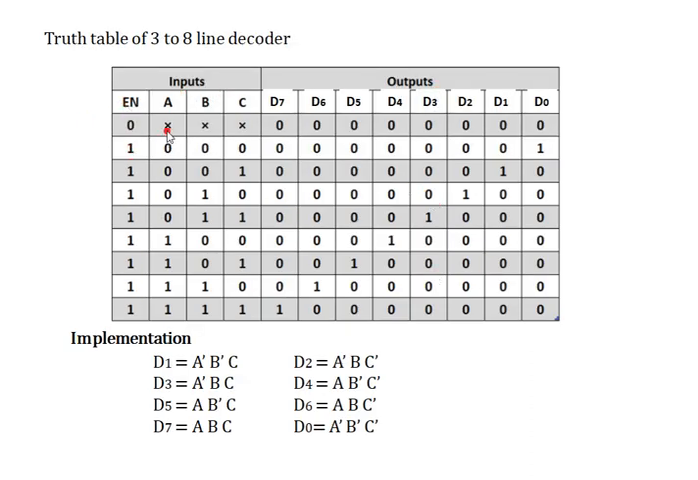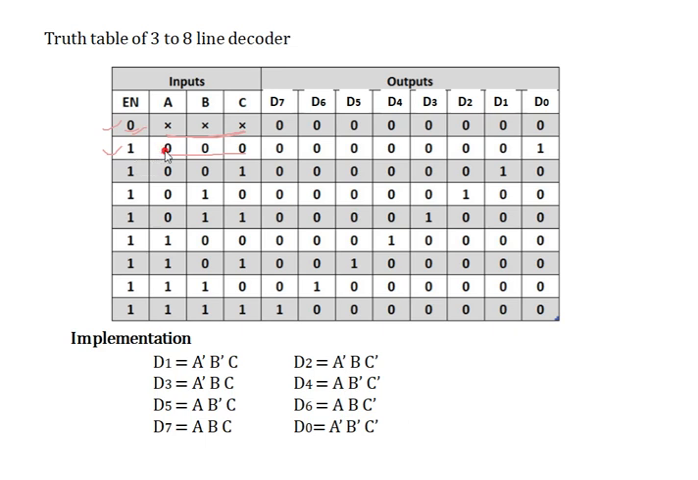So, enable, A, B, C as the 3 inputs and 8 outputs I have taken. Observe here: enable, inputs and outputs. As we have discussed, enable must be 1, then only outputs are obtained. Here enable is 0, so no need to consider the input values. Output is 0 for enable 0. Enable 1, then only the decoder is enabled and the input is going to be considered.